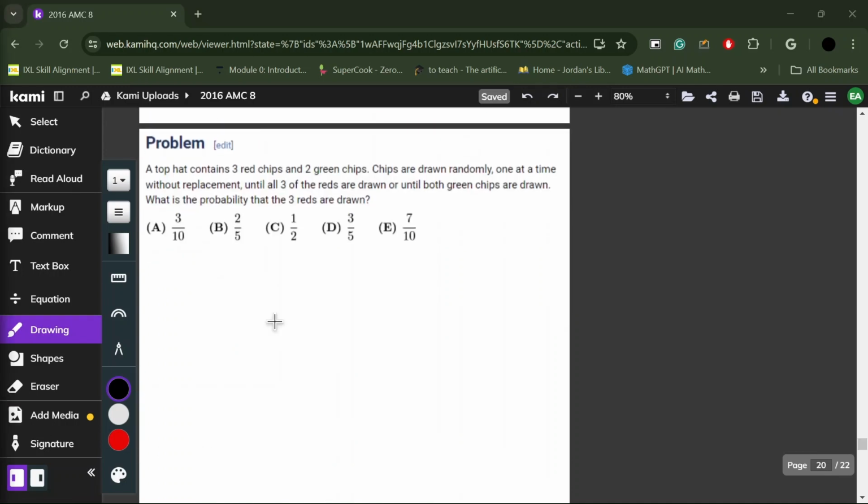A top hat contains 3 red chips and 2 green chips. Chips are drawn randomly one at a time without replacement until all 3 of the reds are drawn or until both green chips are drawn. What is the probability that the 3 reds are drawn?